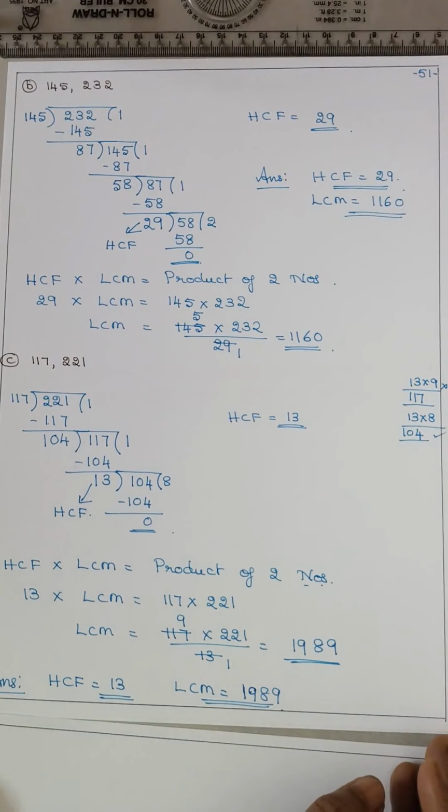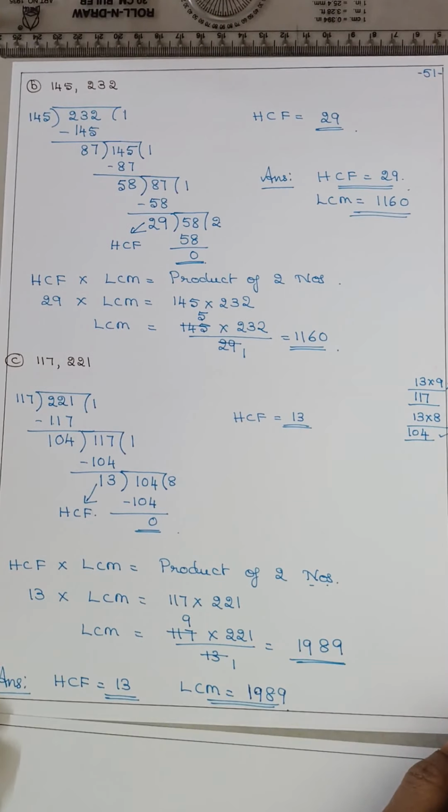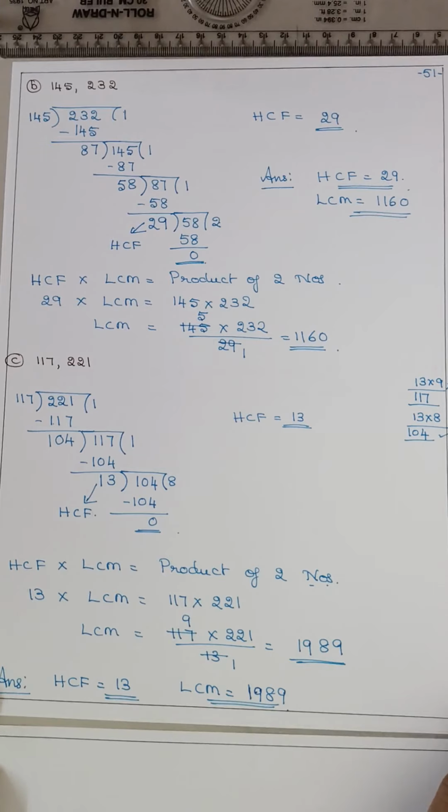Hope you understood these two sums. So that was the first sum. You have to show that HCF into LCM is equal to the product of two numbers. In the second sum, you have to use that property and find out the HCF and LCM. So for this, first find the HCF in the continued division method, then the LCM will be found using this property. Okay, we have completed question number 1 and 2 of worksheet 7. Hope everyone understood. Bye. Thank you.